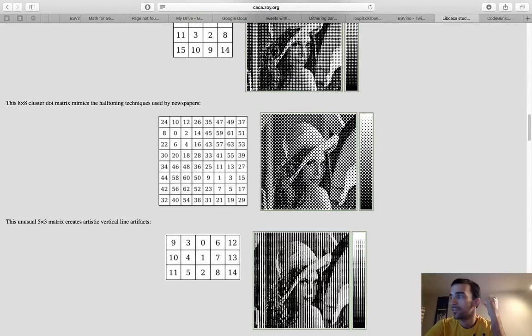Okay, so here's the halftone matrix that chat was talking about. I think it was Jeff.